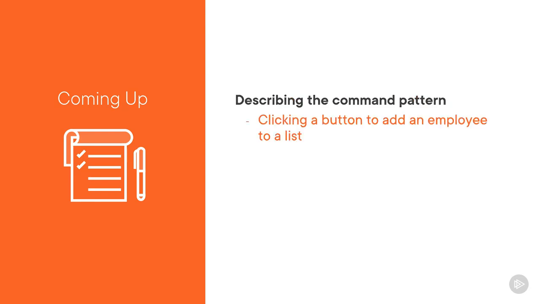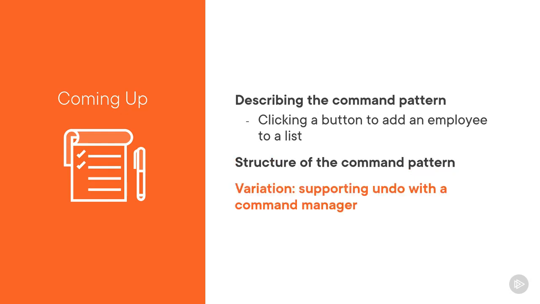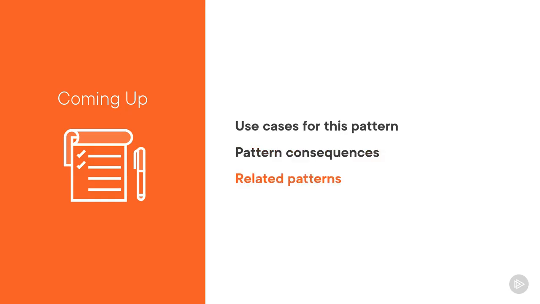As real-life example, we will use UI interaction, clicking a button to add an employee to a list. After that, we will map that example to the structural pattern. We will also implement our real-life example in a demo, and we will look into a variation which will allow us to support undo by using a command manager. We'll continue with learning about use cases for this pattern, consequences, and we'll end the module by looking into related patterns. Let's dive in.